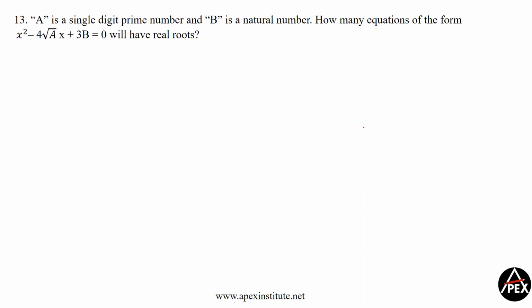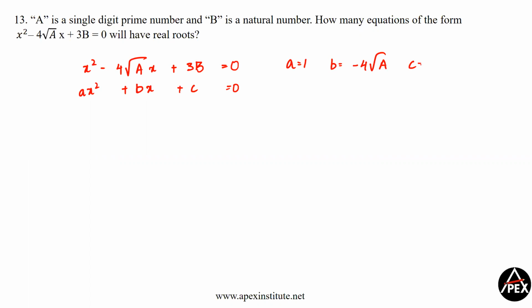Now coming to the next question. Here a is a single digit prime number and b is a natural number. How many equations of the form x square minus 4 root a x plus 3b is equal to 0 will have real roots? To have real roots, discriminant should be greater than or equal to 0. So compare this with ax square plus bx plus c is equal to 0. So a is equal to 1, b is equal to minus 4 root a, and c is equal to 3b.